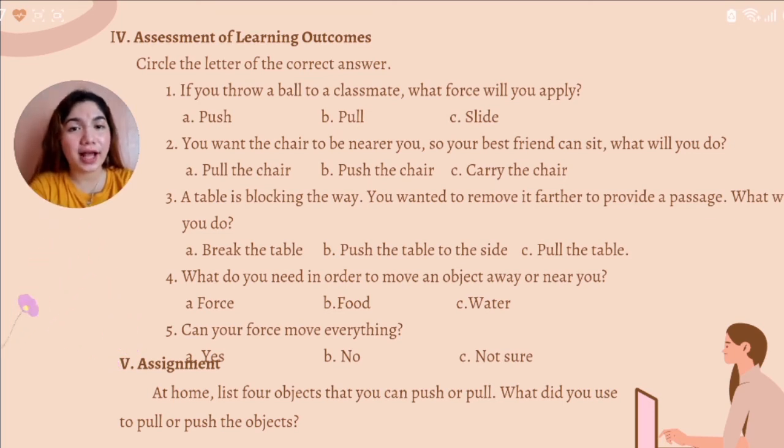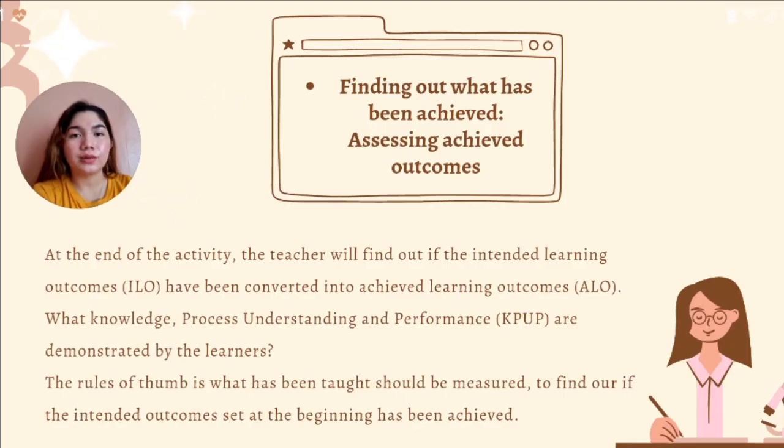In this way, this will help them remember what they have been taught in the classroom for that day because they are given some assignment to be answered in their homes. So lastly, we have finding out what has been achieved, assessing achieved outcomes. So at the end of the activity, the teacher will find out if the intended learning outcomes, ILO, have been converted into achieved learning outcomes, or the ALO. What knowledge, process, understanding, and performance are demonstrated by the learners.